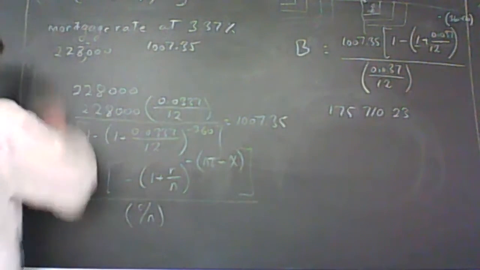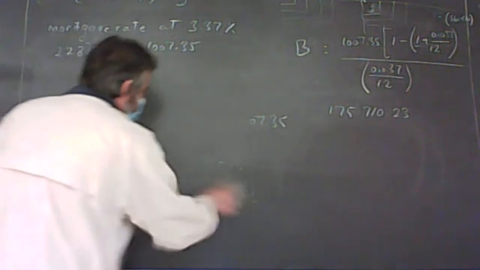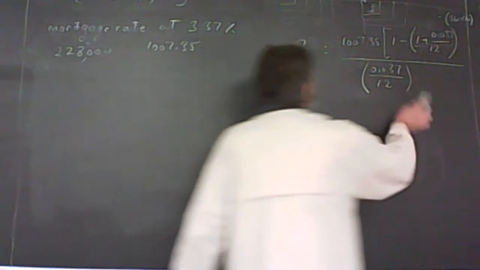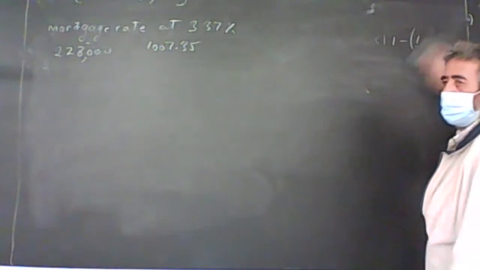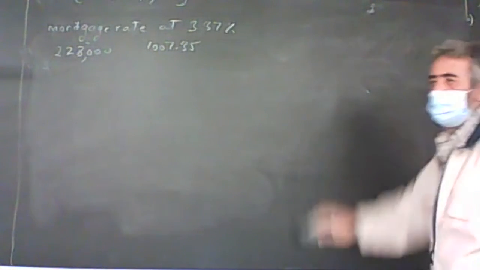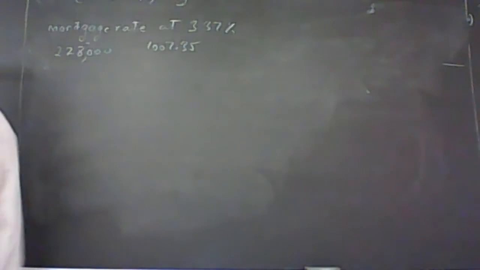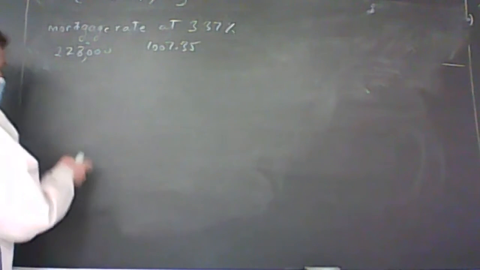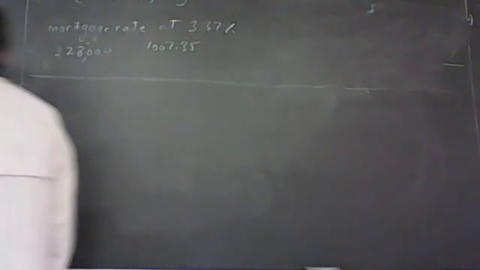Let me erase all of these. Because when you borrow money to buy a house, the bank gives you a payment schedule, a big list telling you how much you're going to be paying every month. So let's make this table over here. I'm going to make it as big as I can so I can put all of the information in there.